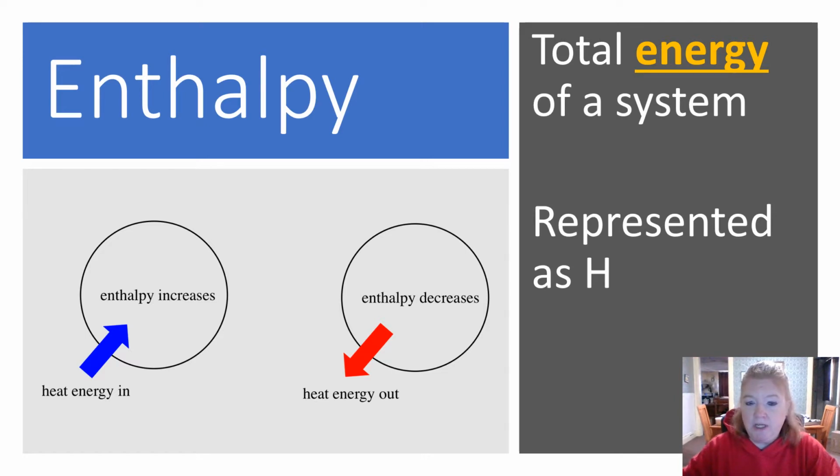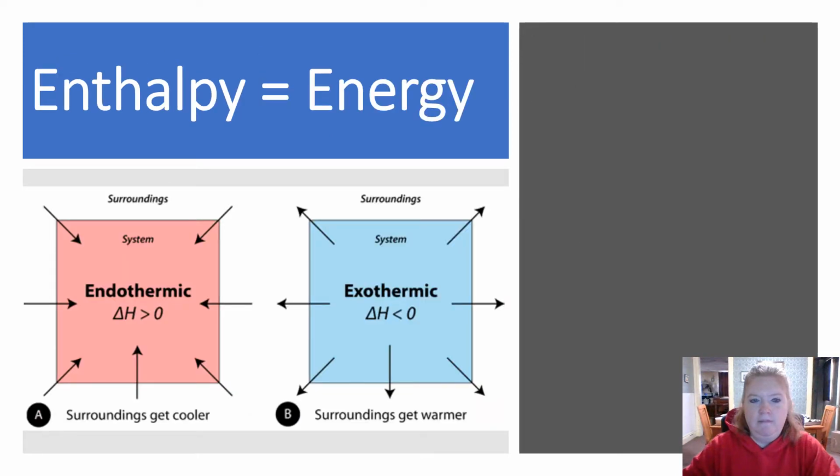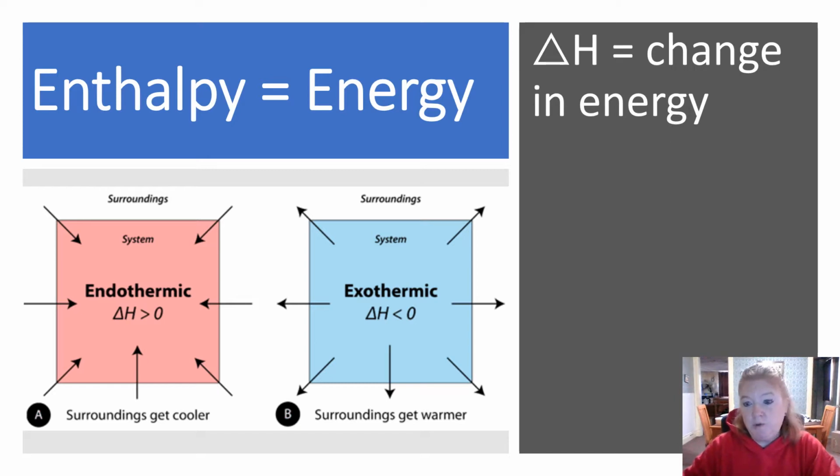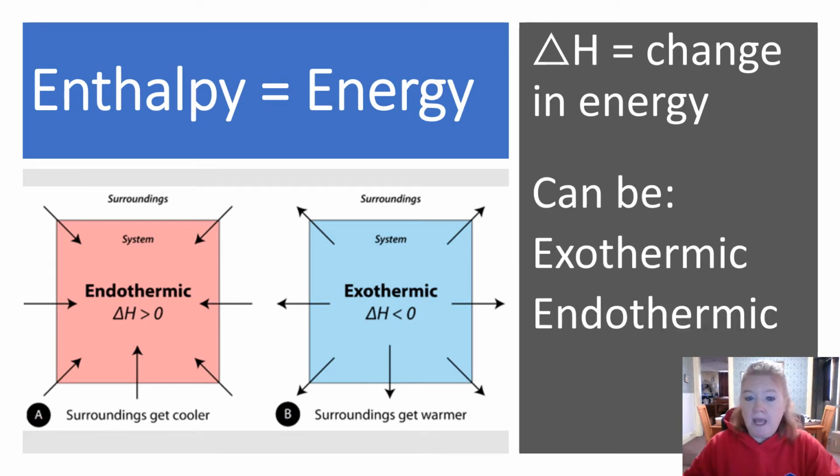So if heat is leaving, the enthalpy is decreasing. If heat is coming in, the enthalpy is increasing. Enthalpy, remember, is energy. So delta H, or triangle H, means the change in energy. It can be exothermic or endothermic. If it's exothermic, the delta H will be negative. If it is endothermic, the delta H will be positive. Positive meaning energy had to be added in, negative meaning energy is being released.